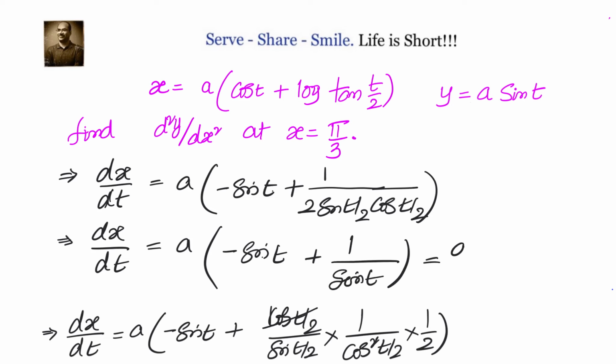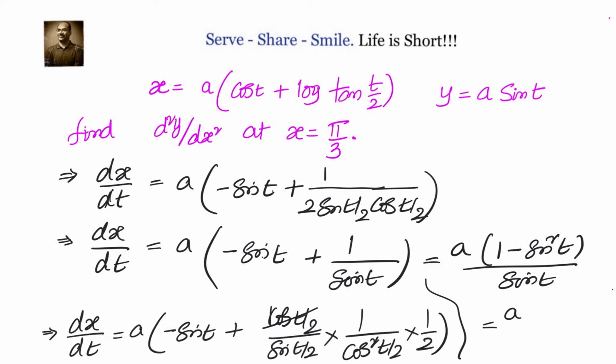Let's take the LCM of that. Simplifying, we get a into 1 minus sin square t divided by sin t, which equals a into cos square t divided by sin t. So we are able to get that dx by dt equals a into cos square t by sin t. Now let us see what dy by dt is.